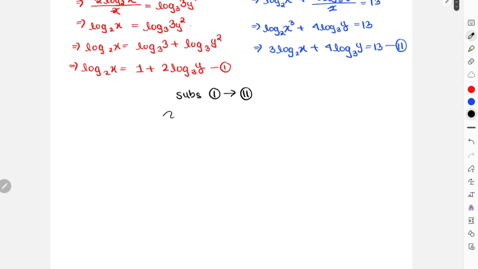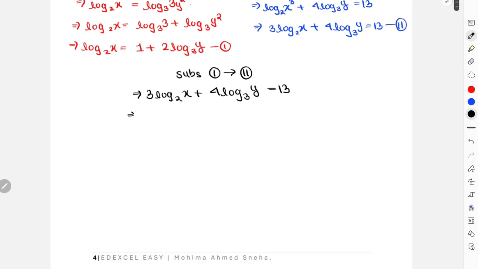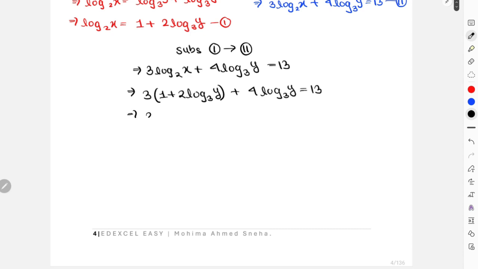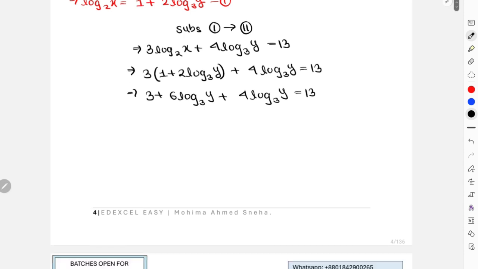And now again over here we will start with equation 2. So 3 log base 2x plus 4 log base 3y equals 13. And now we can write 3 times 1 plus 2 log base 3y plus 4 log base 3y is equal to 13. Similarly, now you have 3 plus 6 log base 3y plus 4 log base 3y is equal to 13. Now you have, 6 plus 4 is 10. So you can write 10 log base 3y.